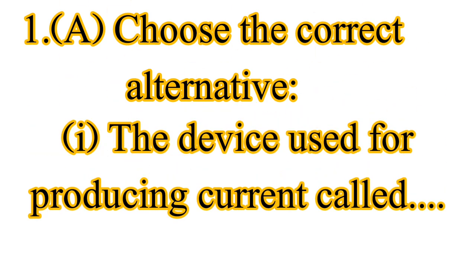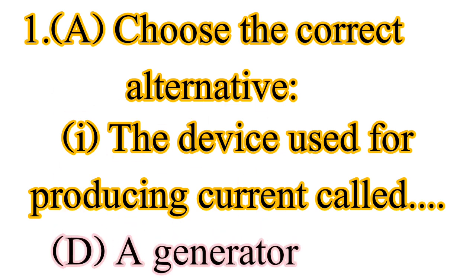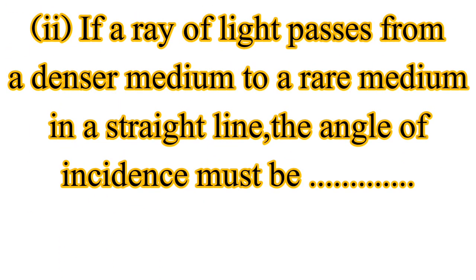The first question: the device used for producing current is called dash dash. The right answer is D, a generator. If a ray of light passes from a denser medium to a rarer medium in a straight line, the angle of incidence must be dash dash dash. Its right answer is option number A, 0 degree.